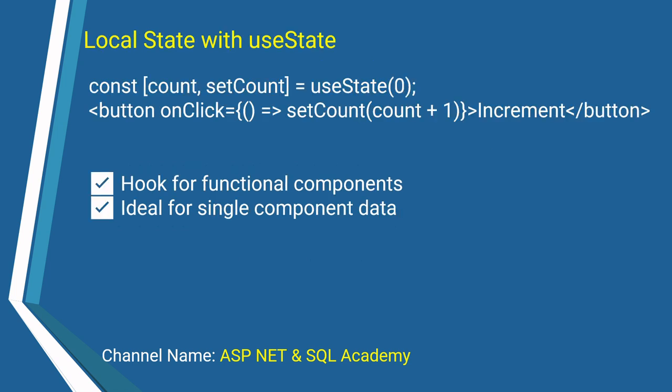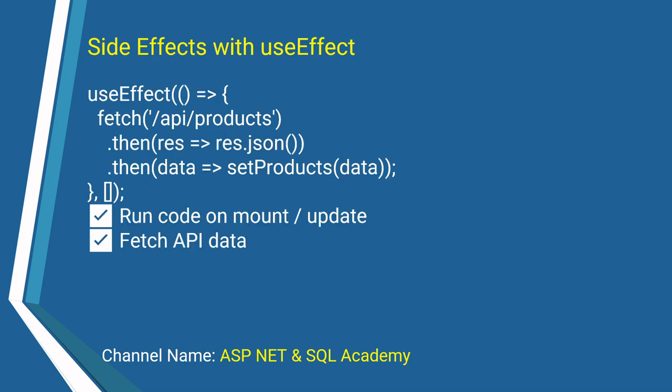useState is a React hook that lets you store local state in functional components. It's perfect for things like form inputs, counters, or toggles. useEffect handles side effects like API calls. We often combine it with useState to fetch data from ASP.NET APIs when the component loads.